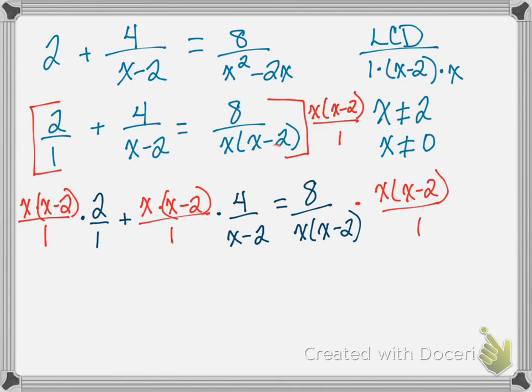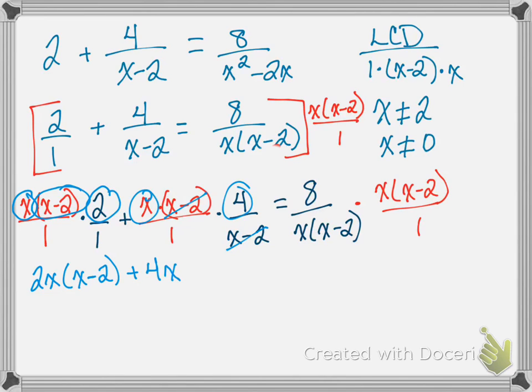Okay? Can I cancel anything in this first one? Is there anything in the denominator of 2 that I can cancel? So I am actually going to be distributing a 2x to that. I've got my 2 here, my x here, and my x minus 2. So I've got to multiply all of those together. Here, my x minus 2 cancels. So I'm left with x and 4. Here, everything cancels, and I'm left with 8.